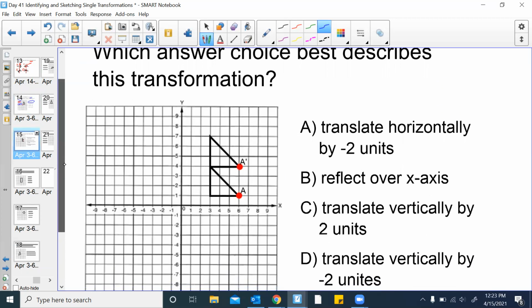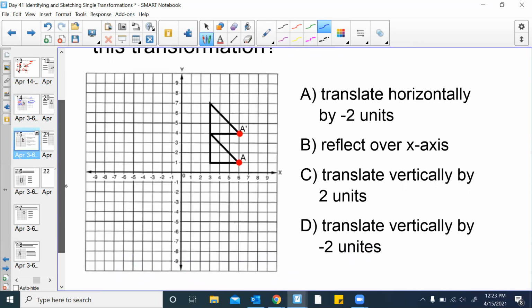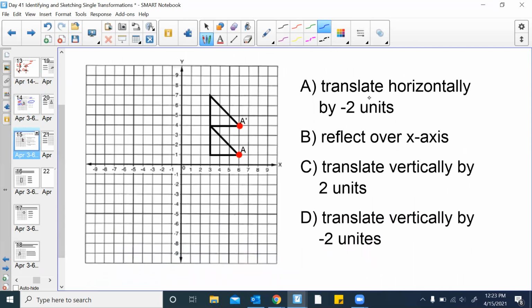All right, which answer choice best describes this transformation? This is a good test question. First of all, let's notice we have A and then A prime. So we're definitely going from A to A prime. So we translate horizontally, left to right. So we know that it's definitely not A because it looks like our point A is going up or down. Reflection over the x-axis, there's really nothing going on at the x-axis, so that's out.